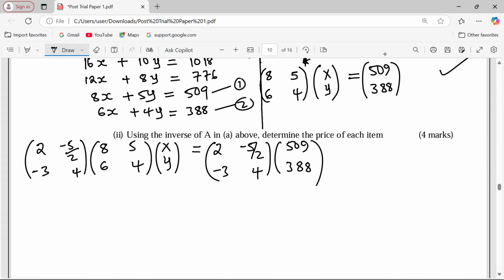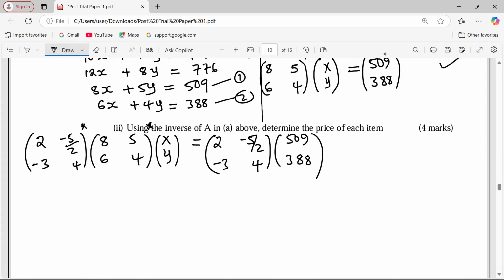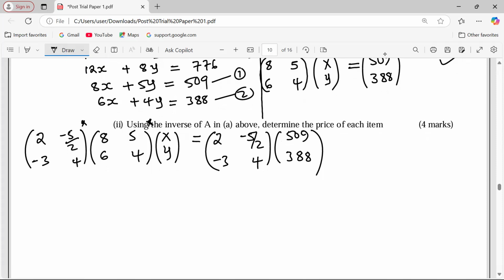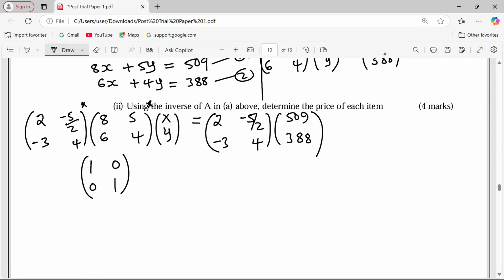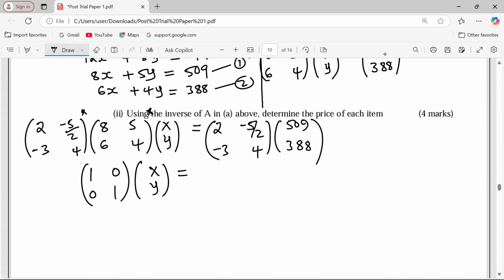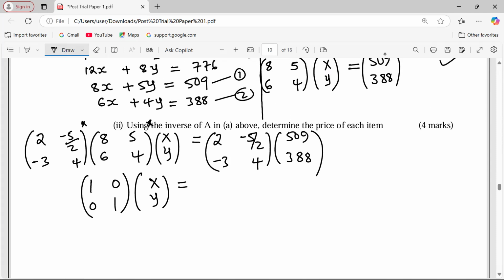That way. Now with this, we should be able to conclude very quickly that this one is a matrix together with its inverse, and their product gives us the identity matrix. What is the identity matrix? 1, 0, 0, 1. So on the left-hand side, we don't even need to multiply. That is what we should get automatically.